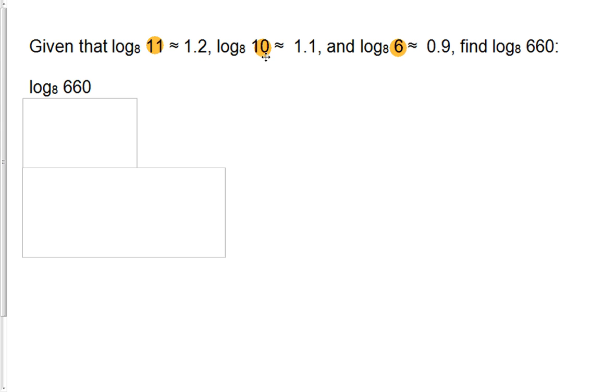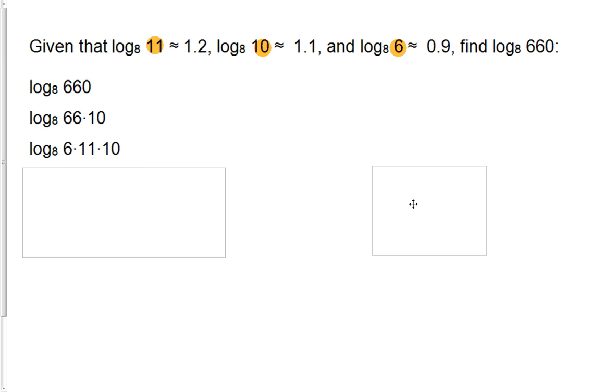So I know that there's a 10 that goes into 660. So divide it by 10, and I have 66 times 10. I also know that 66 has a factor of 6, and it also happens to be multiplied by 11. So 6 times 11 times 10. And I have all of these numbers here.